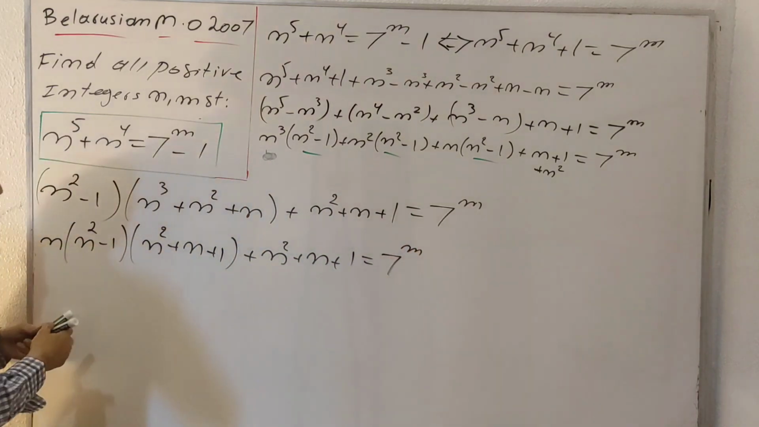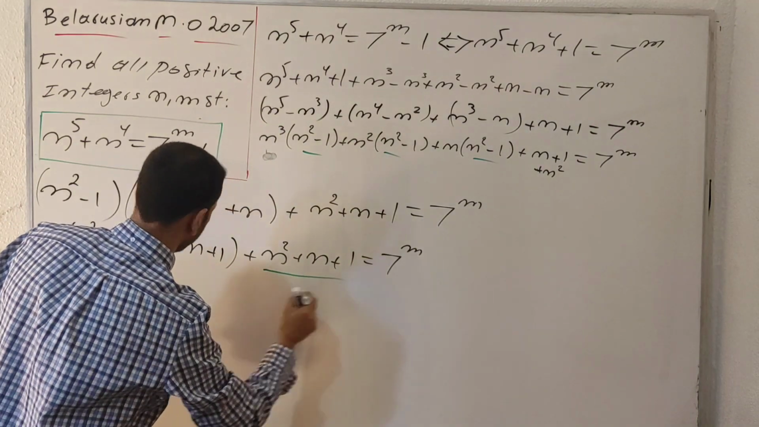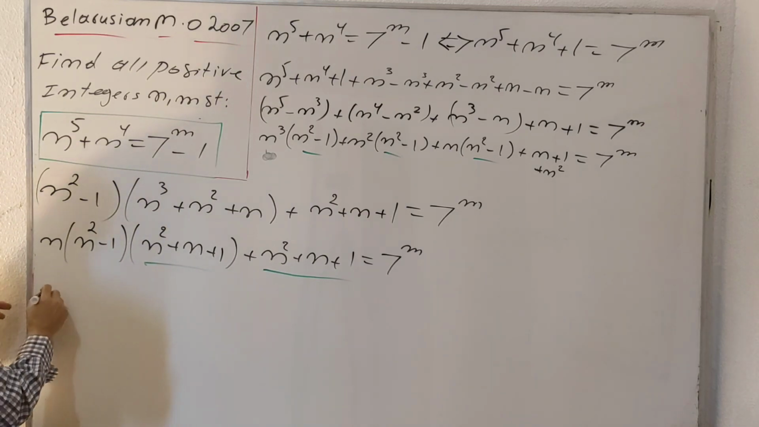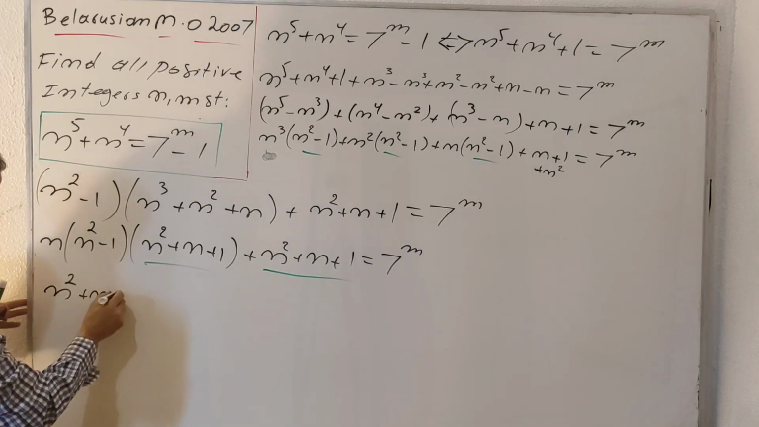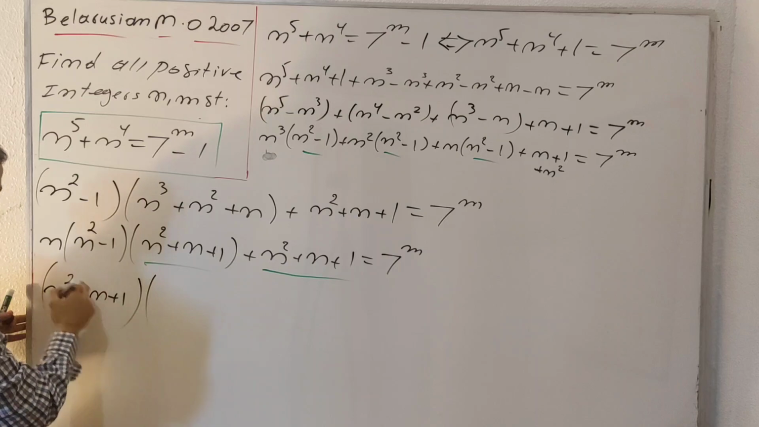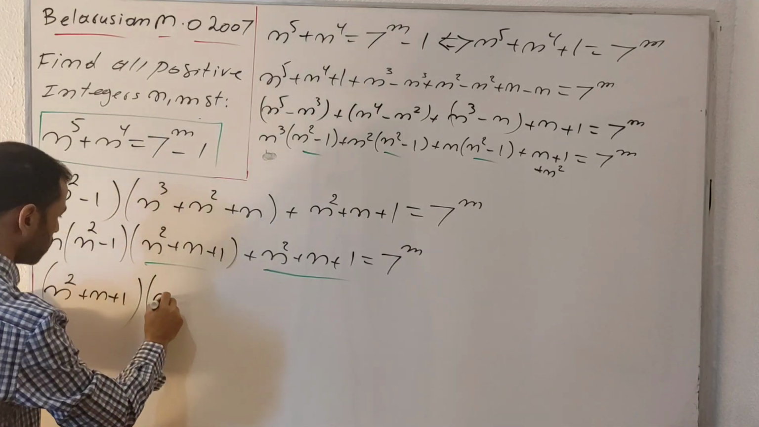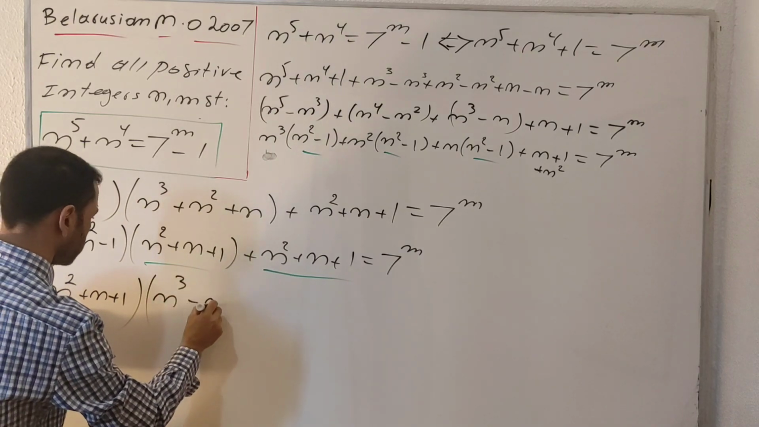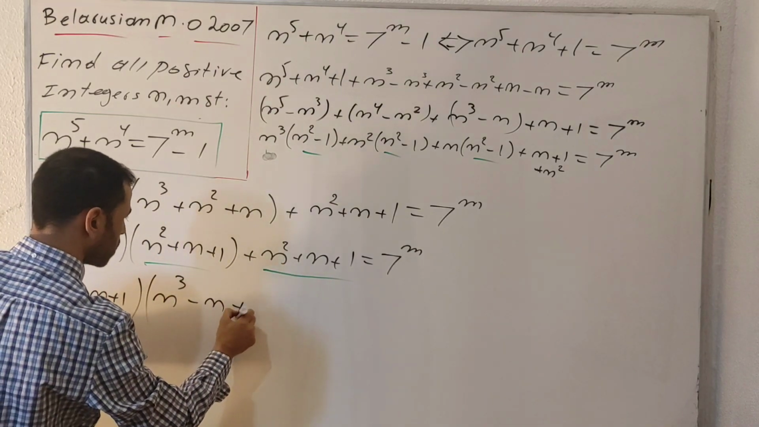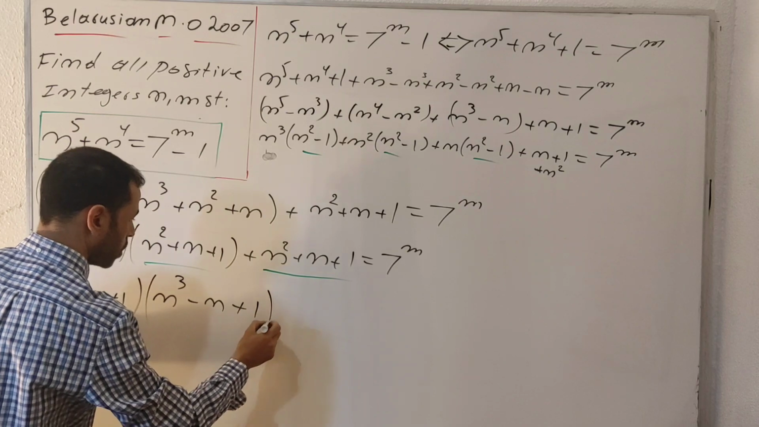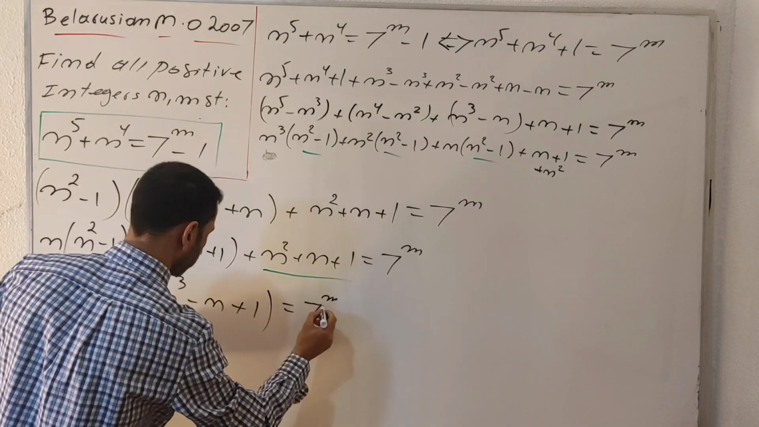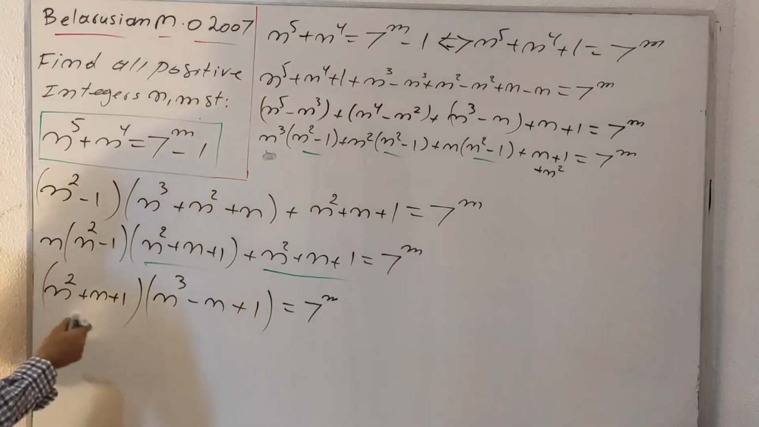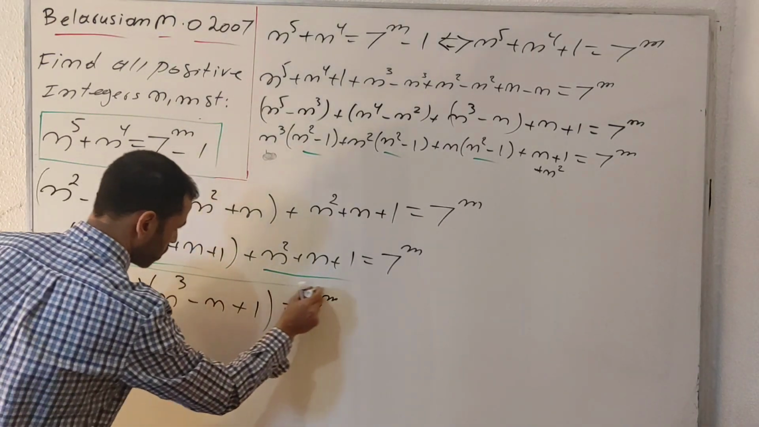Now n squared plus n plus 1 is a common factor. I put n squared plus n plus 1 times the bracket: multiplying n by n squared minus 1 gives n cubed minus n, plus 1, equals 7 to the m. Now we have ended with a nice product, and we are going to discuss this product.